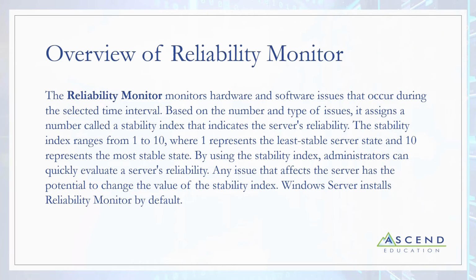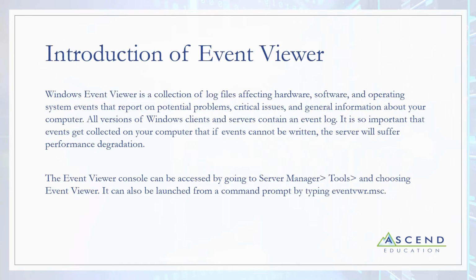Reliability Monitor is a little bit different. So what this is, it monitors hardware and software during a particular time interval. And it assigns a number called the stability index, and it's going to indicate the server's reliability. So it ranges from 1 to 10. So 1 is the least and 10 is the most stable. So by using that index, administrators can kind of tell whether that server is having issues or not. Now, it's rare you're going to see a 10 because it's always going to find something wrong. But that doesn't mean that it's not stable. So as long as it's in the 6 to 8 range, then you're probably just fine.